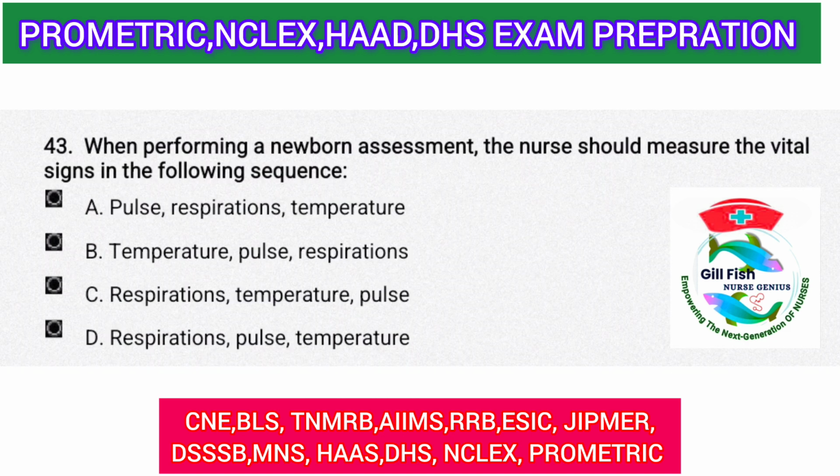Next, move on to another. When performing a newborn assessment, the nurse should measure the vital signs in the following sequence. Option A, pulse, respiration, temperature. Option B, temperature, pulse, respiration. Option C, respiration, temperature, pulse. Option D, respiration, pulse, temperature.